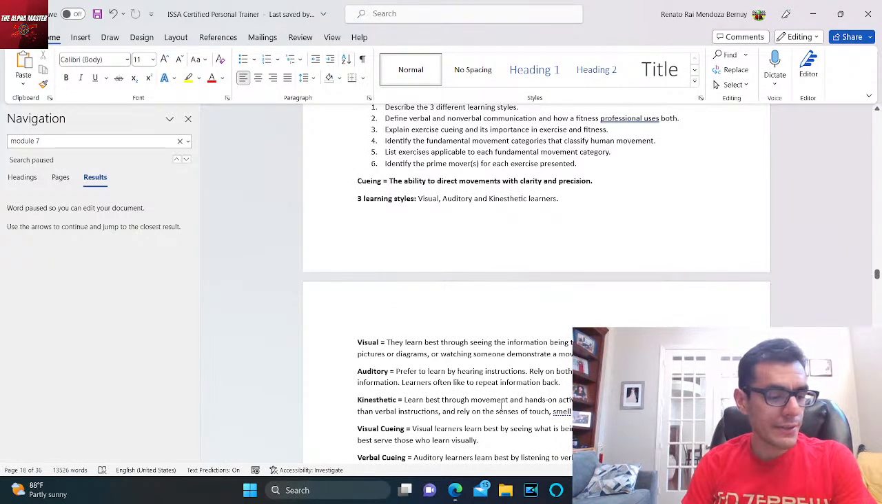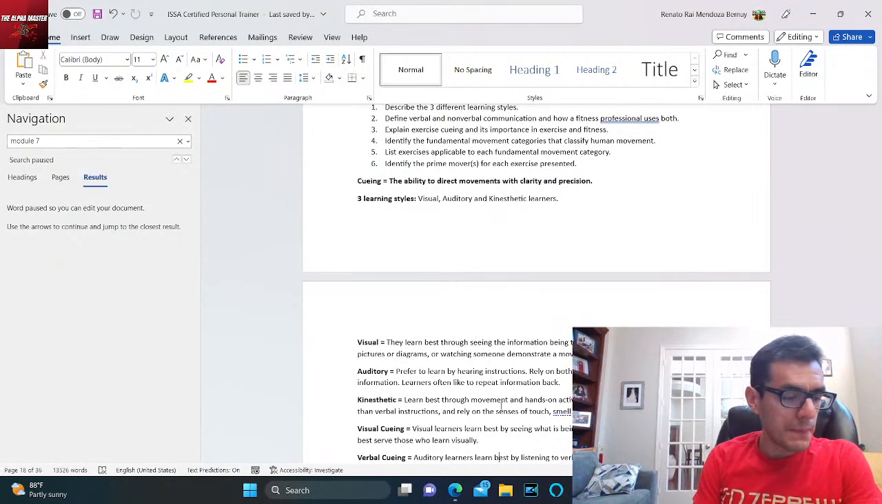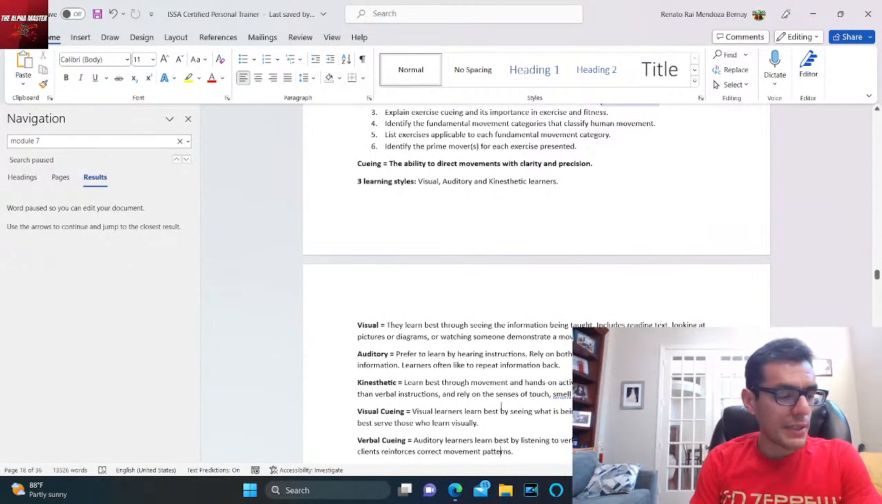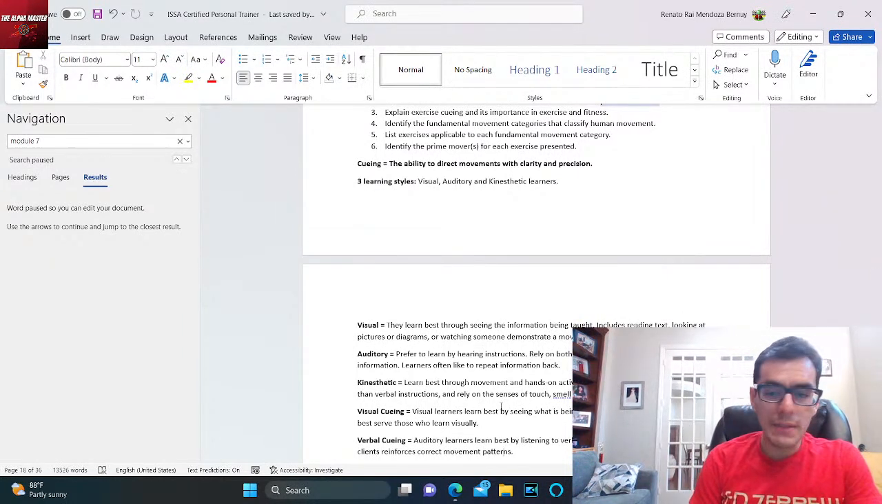Verbal cueing. Auditory learners learn best by listening to verbal cues. Succinct verbal feedback to clients reinforces correct movement patterns.